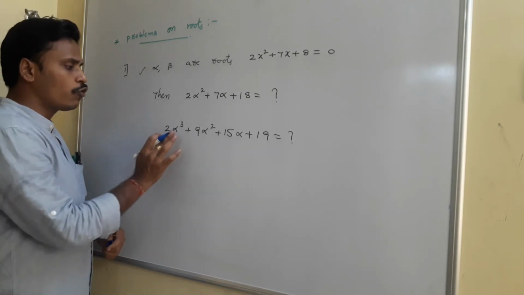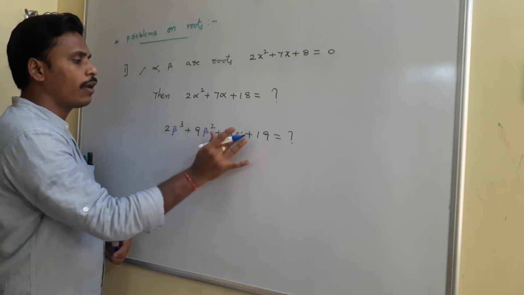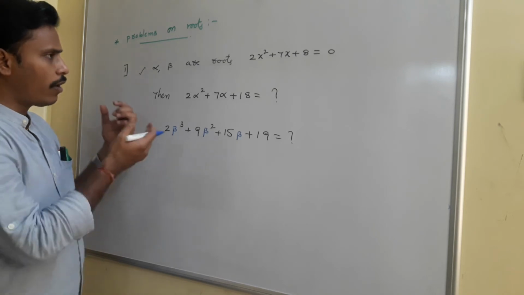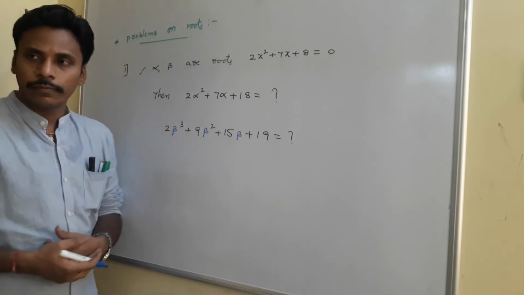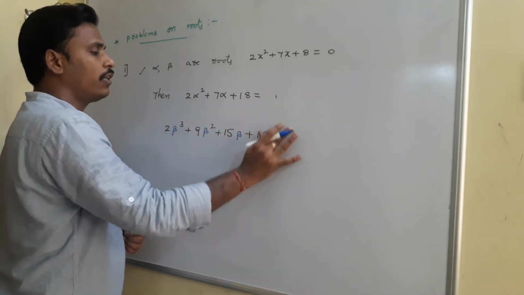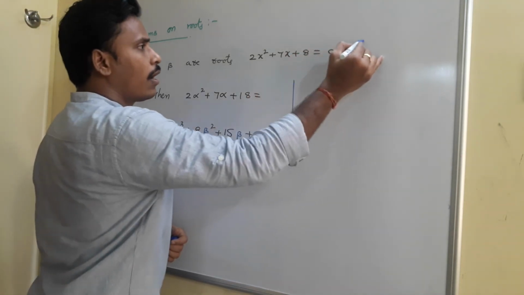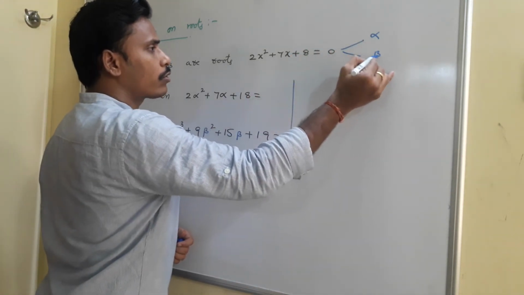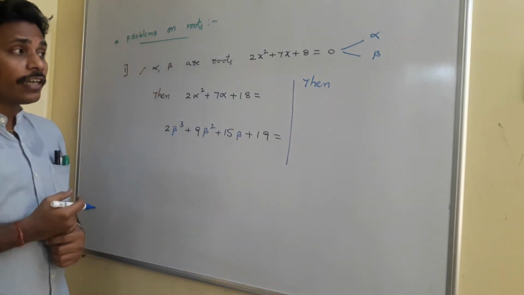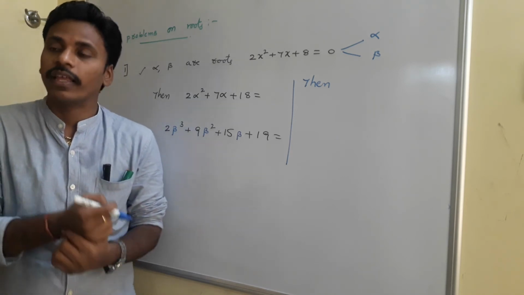For suppose if you change the question like 2 beta cube, 3 beta square, 15 beta plus 19, the values won't change because alpha and beta are the roots, right? So how to find those? Yeah, for that we need to utilize the basic idea of the root of an equation. Okay, so for this equation, alpha and beta are the roots. Okay, then as per the definition, the root is the value of x which satisfies the given equation.